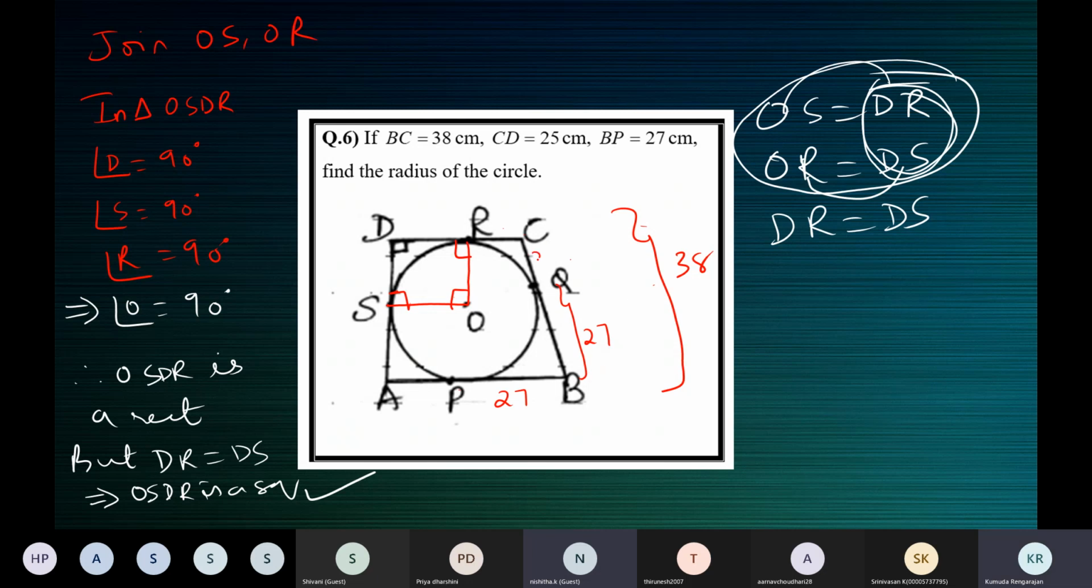So the rest of it will be 38 minus 27, this is 11. If CQ is 11, CR is 11. But CD is 25. This full thing is 25. So this one will be 25 minus 11, 14. But it's a square, all the sides are equal. All sides are 14. That means OR is 14. So the radius of the circle is 14 centimeters.